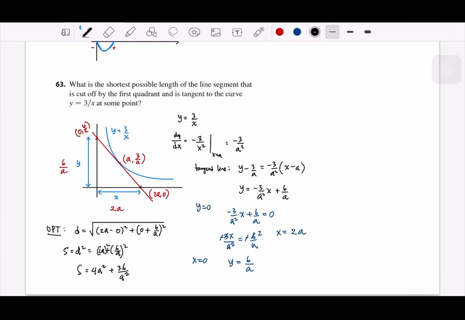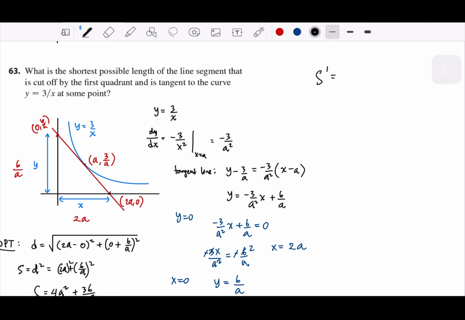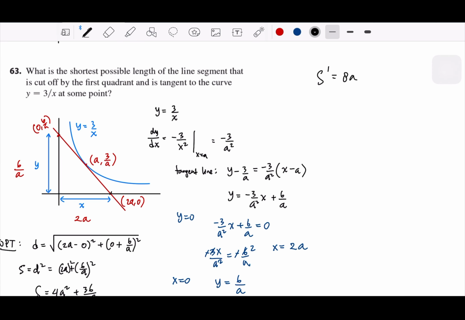So let me write s prime is 8a minus 72 over a cubed, right? Minus 2 minus 3. And then take it equals 0 to find the critical point. So we will have a to the power of 4 is equal to 9. A squared is 3, and a will be the square root of 3. We are going to focus on the positive value, okay?